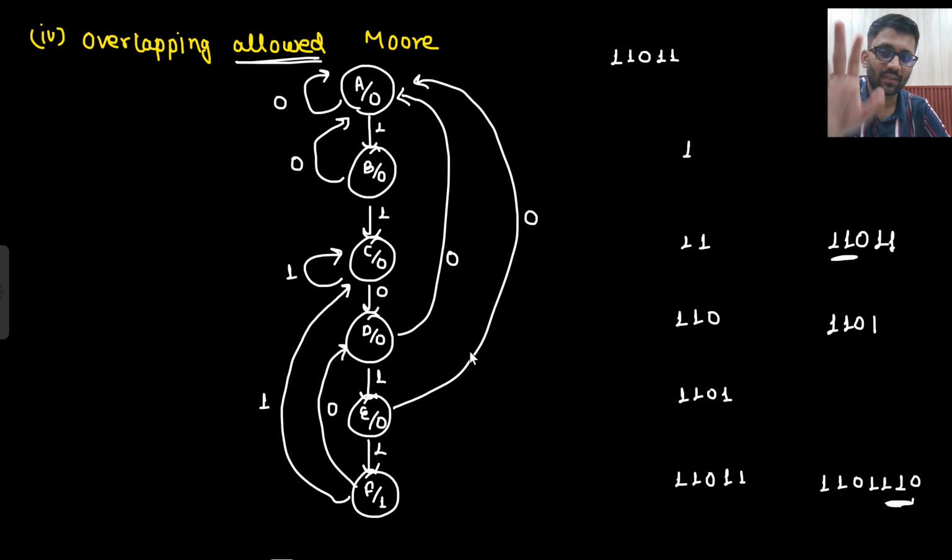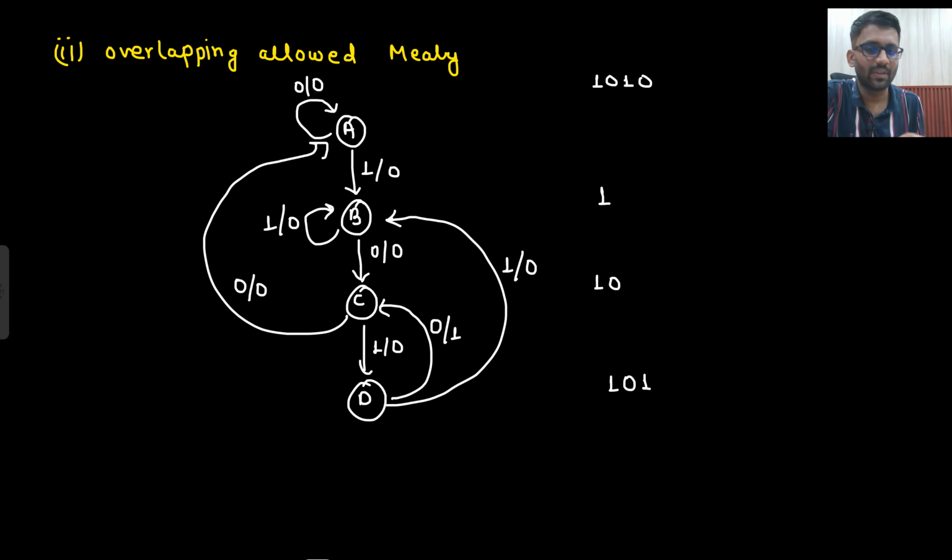Are you comfortable with this analysis? No, you are not comfortable, I know. But I highly recommend you to watch it again. Once you feel that you are comfortable, then try this: overlapping not allowed Moore. What you need to detect? 1 0 1 0.